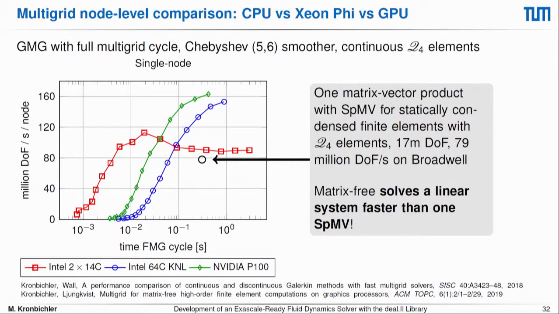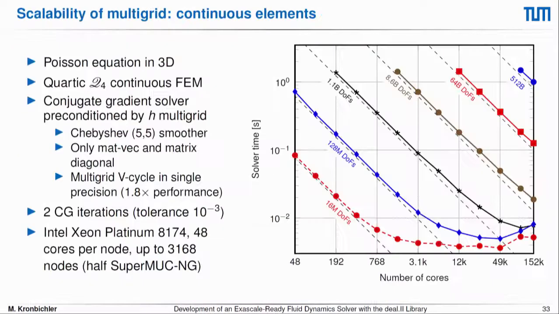And just again, if you don't trust these figures, this is something I like here. The red lines show solving a Poisson equation with multigrid. The black circle is one single matrix-vector product with a sparse matrix. It shows you again that sparse matrices are not the format you want to use on modern architectures. We can solve a system quicker than a matrix-vector product.